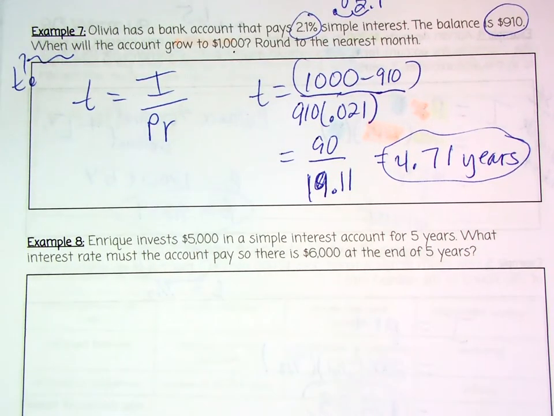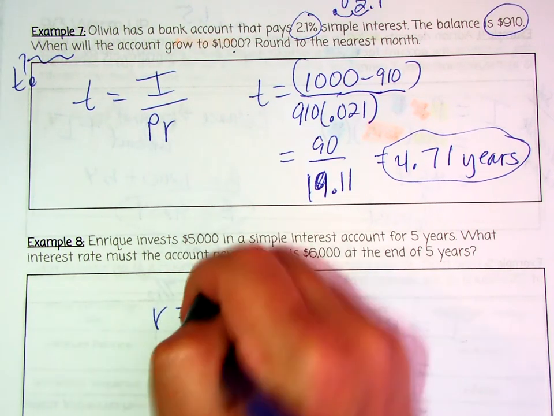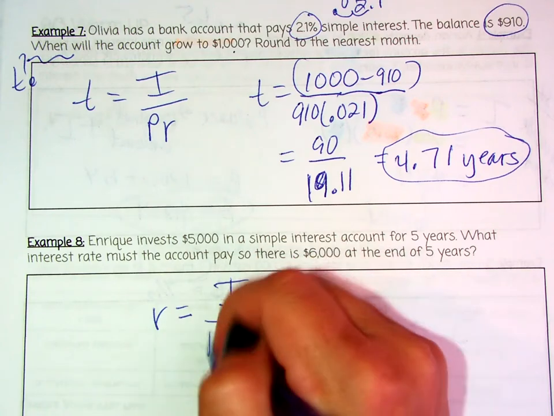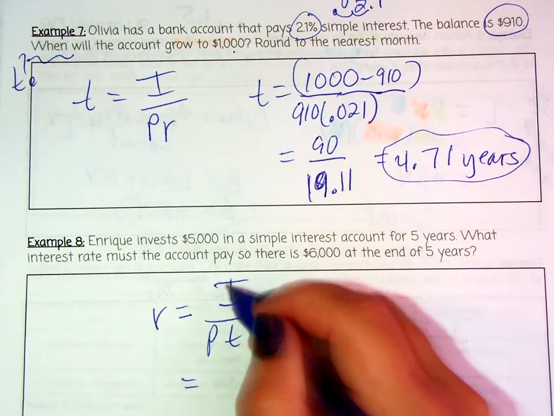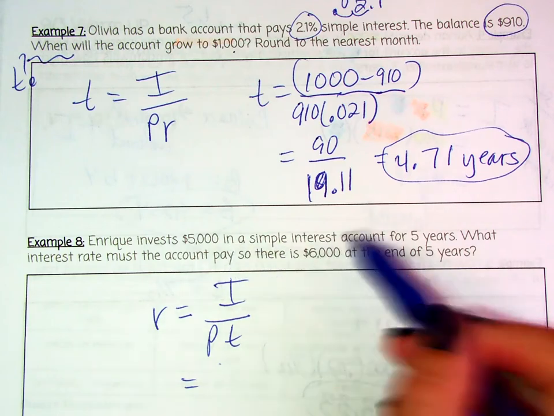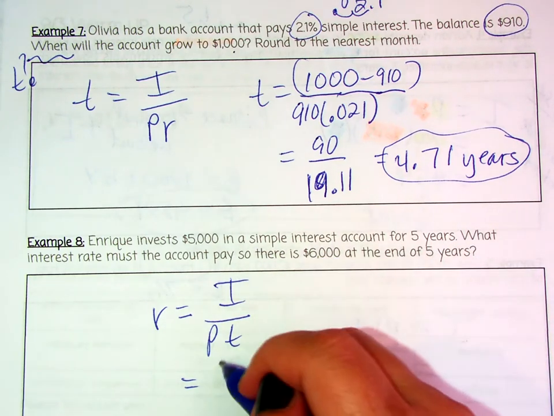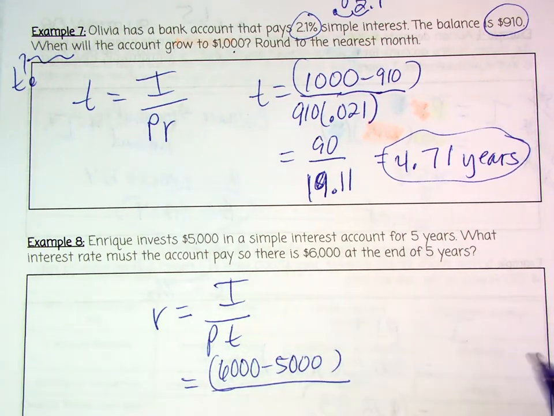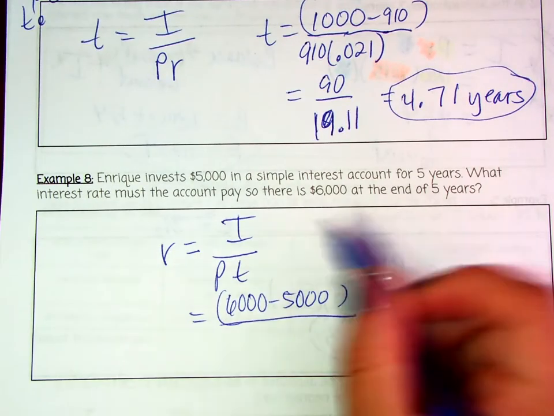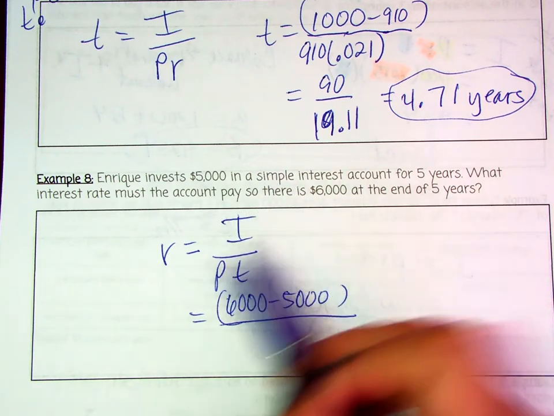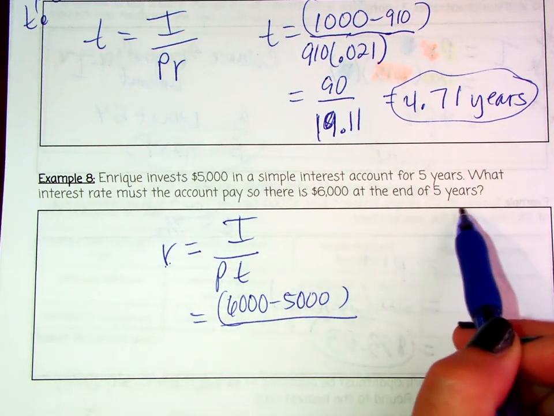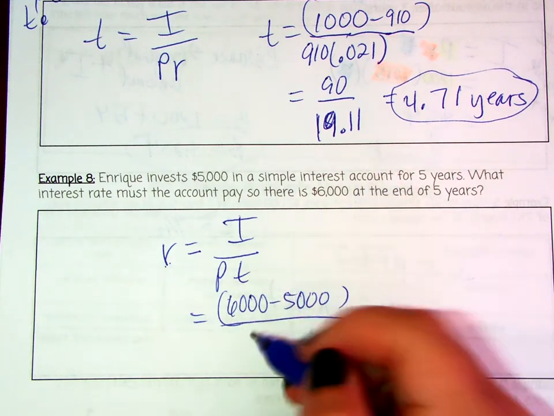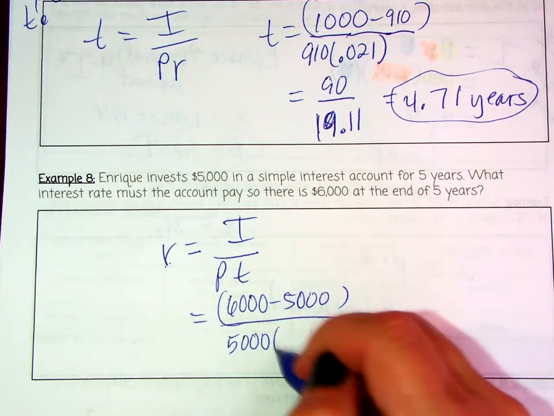Okay, finally, last one. Enrique invests $5,000 in a simple interest account for 5 years. What interest rate must the account pay to get $6,000 at the end? So rate equals, so where we have 5,000 in a simple interest account for 5 years to get 6,000 at the end. So 6,000 minus 5,000, that's going to give us the interest earned of $1,000. And then what interest rate must the account pay? We're solving for R at the end of 5 years, and at the bottom is my principal times the time.